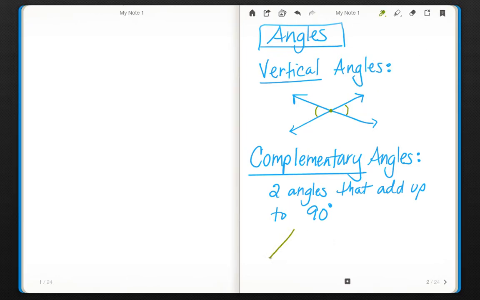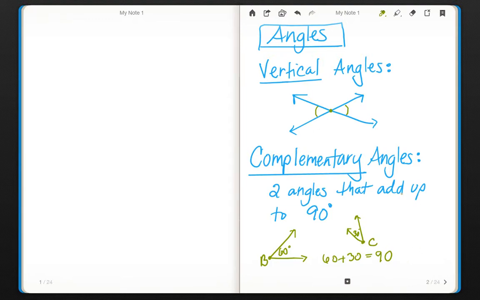So I could have an angle here, and let's say that that angle is 60 degrees. And then over here I draw a small angle, and that one is 30 degrees. They're complementary because 60 plus 30 is equal to 90. So therefore, we could say maybe angle B and angle C, we can name it by its vertex, are what we call complementary because they add up to 90 degrees.